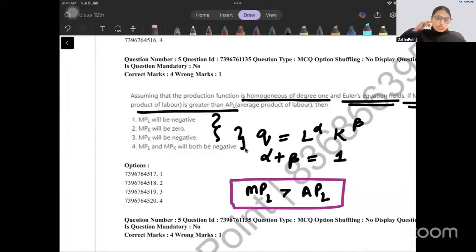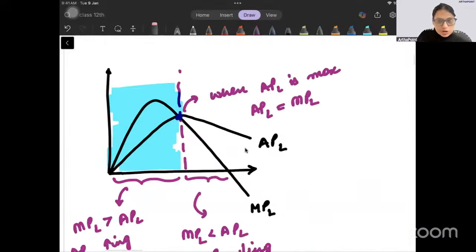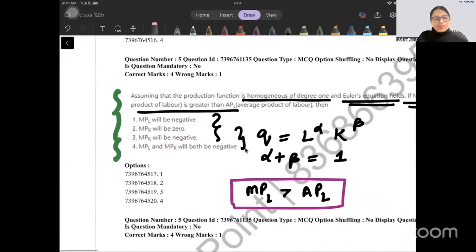Now the interesting point here is that it has given a 2 input function, right? It's not a single input function. Whatever I have drawn here, law of diminishing marginal product, this is when we have single input. So I'm going to first look at the single inputs and check if anything of that holds true or not.